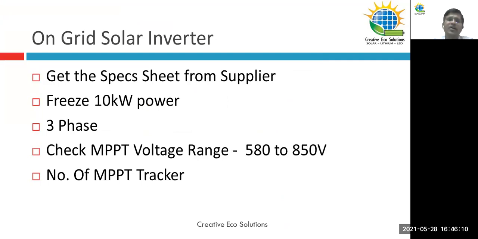So what we did, we got the specification sheet from the supplier, freeze on a 10 kilowatt power rating of the inverter. We have opted for a three-phase inverter. We have checked the MPPT voltage at 580 to 850 volt, and this voltage varies from inverter to inverter and manufacturer to manufacturer. So kindly cross-check while designing your plant and the number of MPPT trackers.